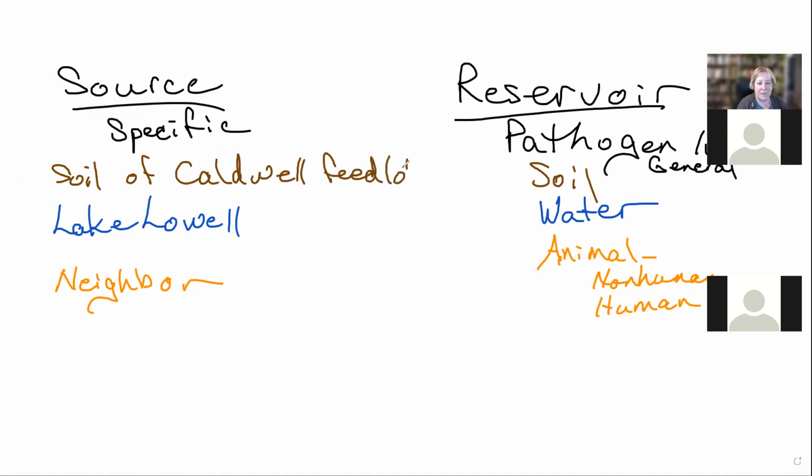Okay. So does that kind of help differentiate the difference between the reservoir and a source? Question. Yes. Let's say someone's name and then their intestines, would that be a source for like E. coli? Yes, especially if, and unfortunately we have a prime example of this.